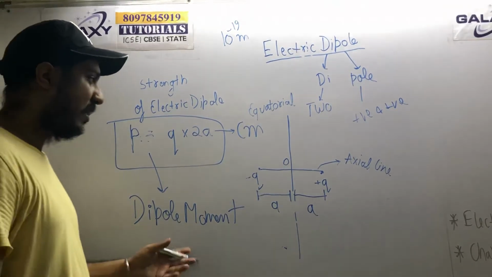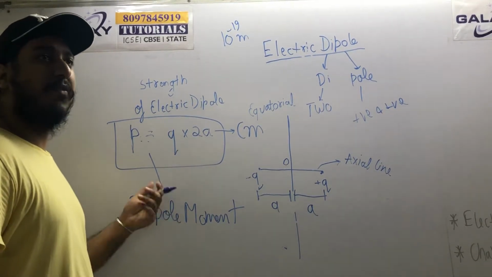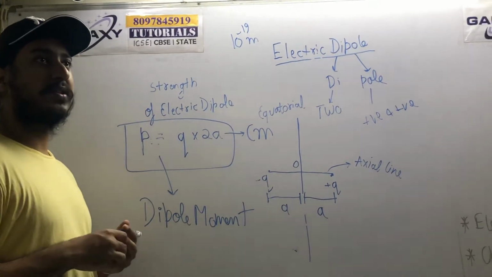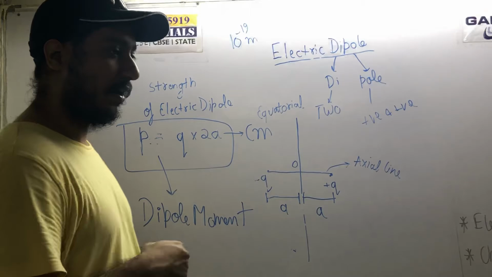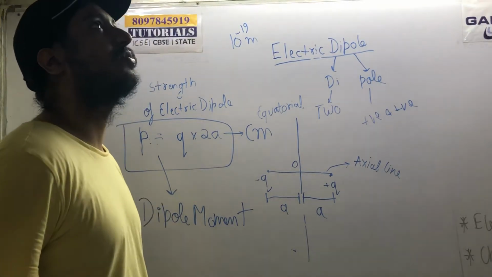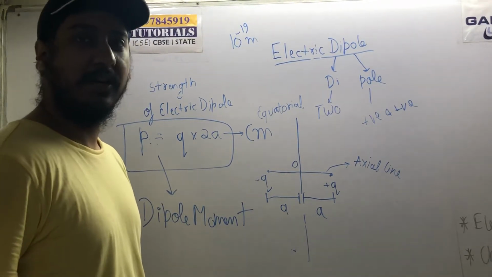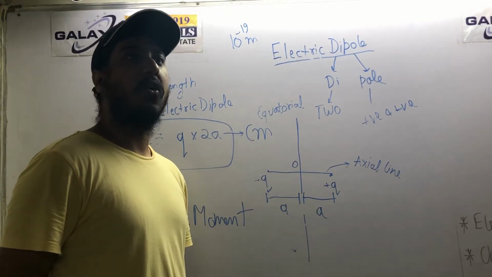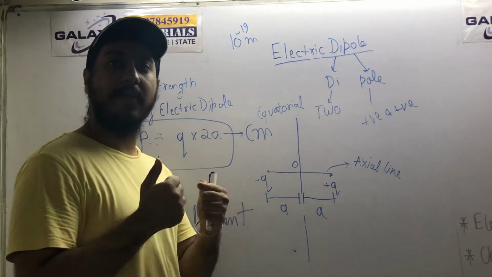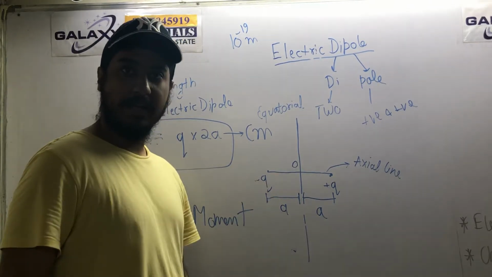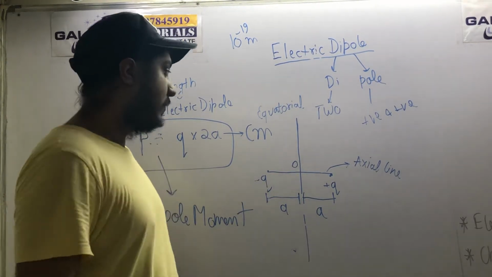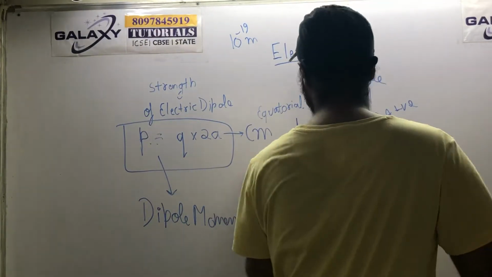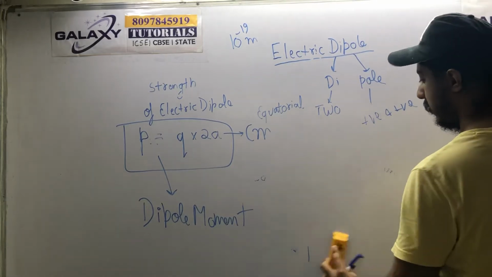Now you must be thinking, what is the significance of this electric dipole? Why are we studying this? I will give you a simple example. Most of the ionic bond elements that you see, like HCl, you must have studied this in chemistry, HCl, H2O, these are all held together by polar bonds. They have polar bonds. I will show you with an example. Let us talk about HCl.